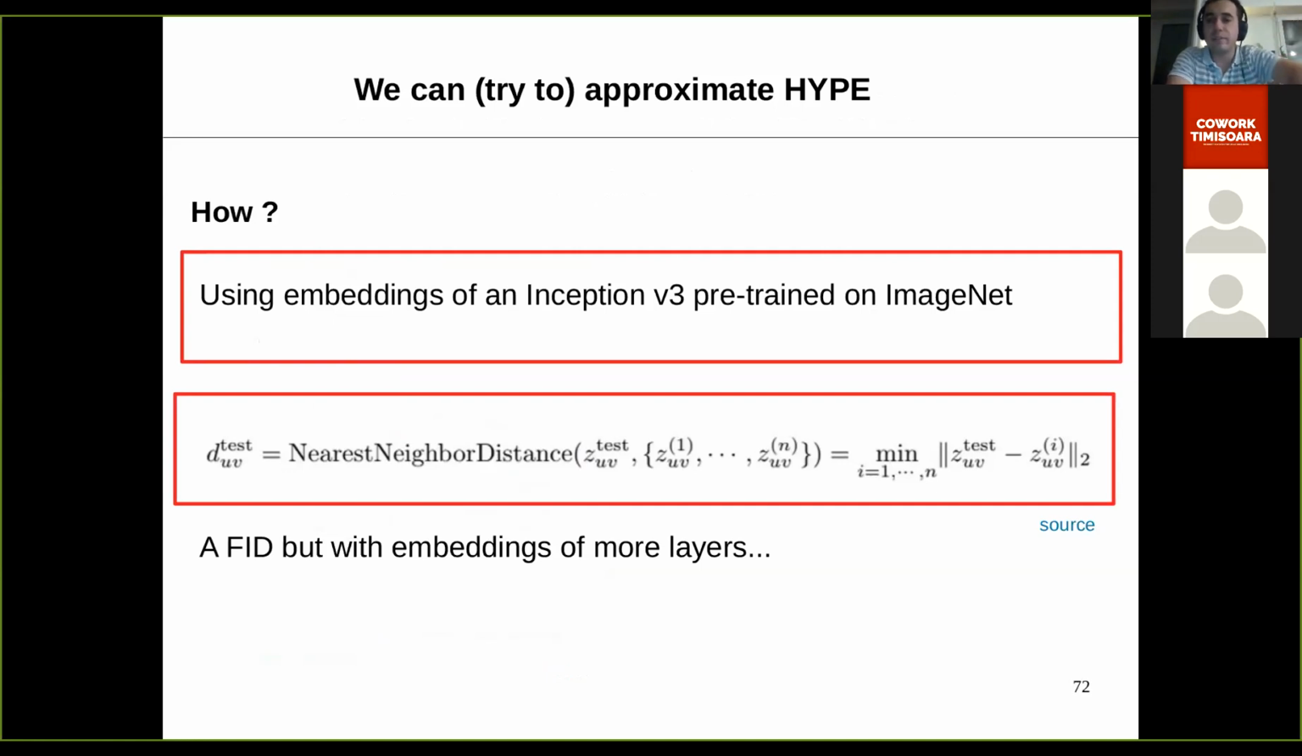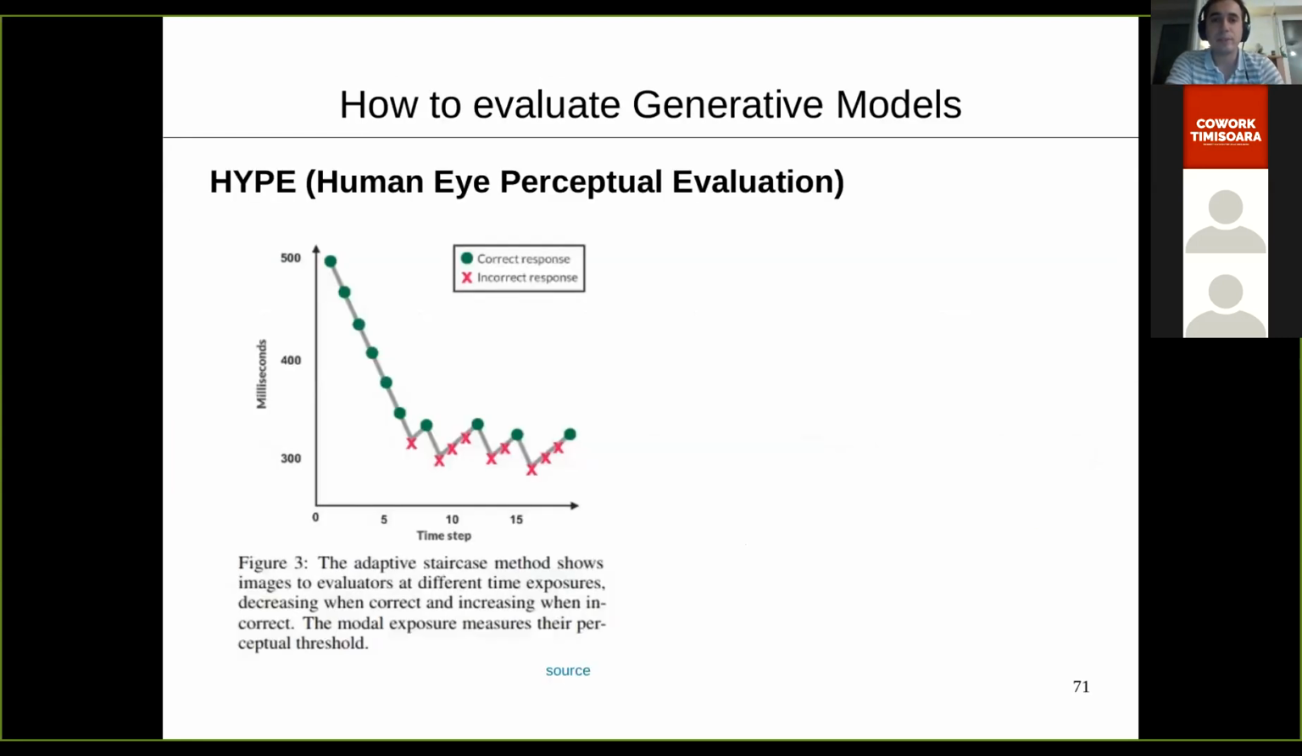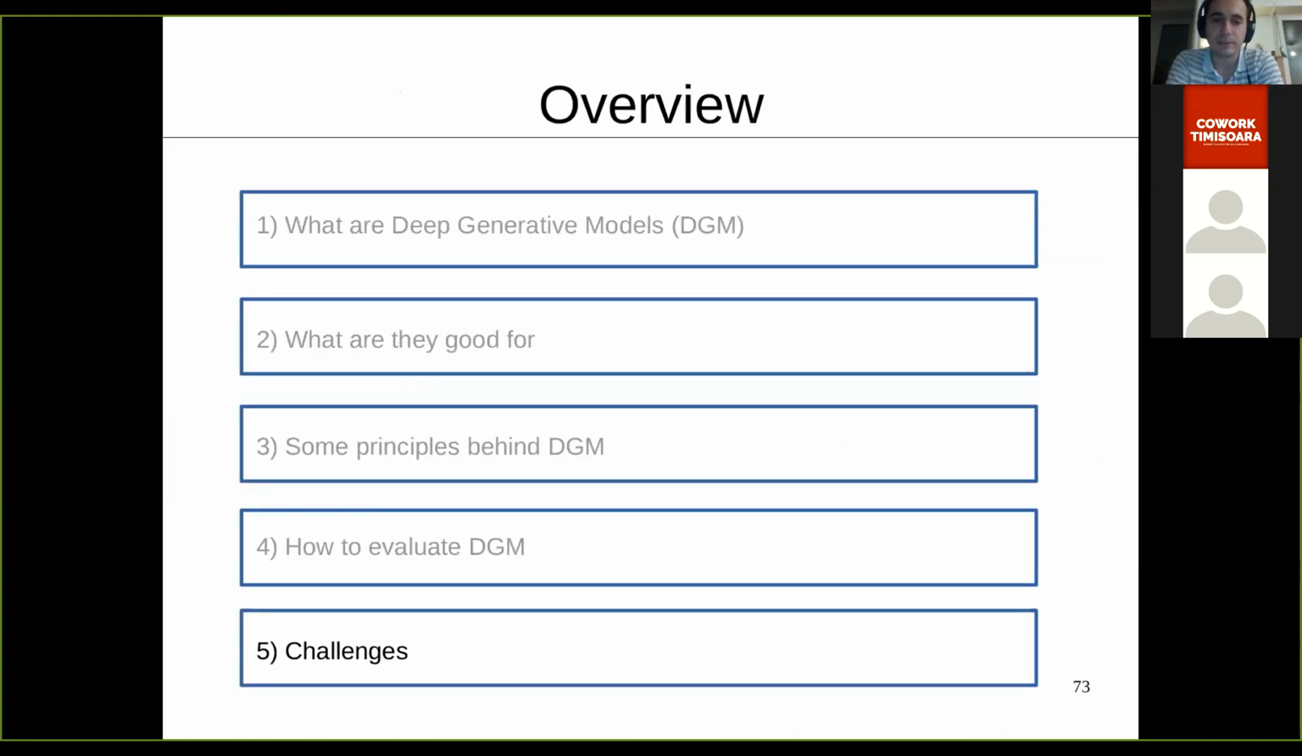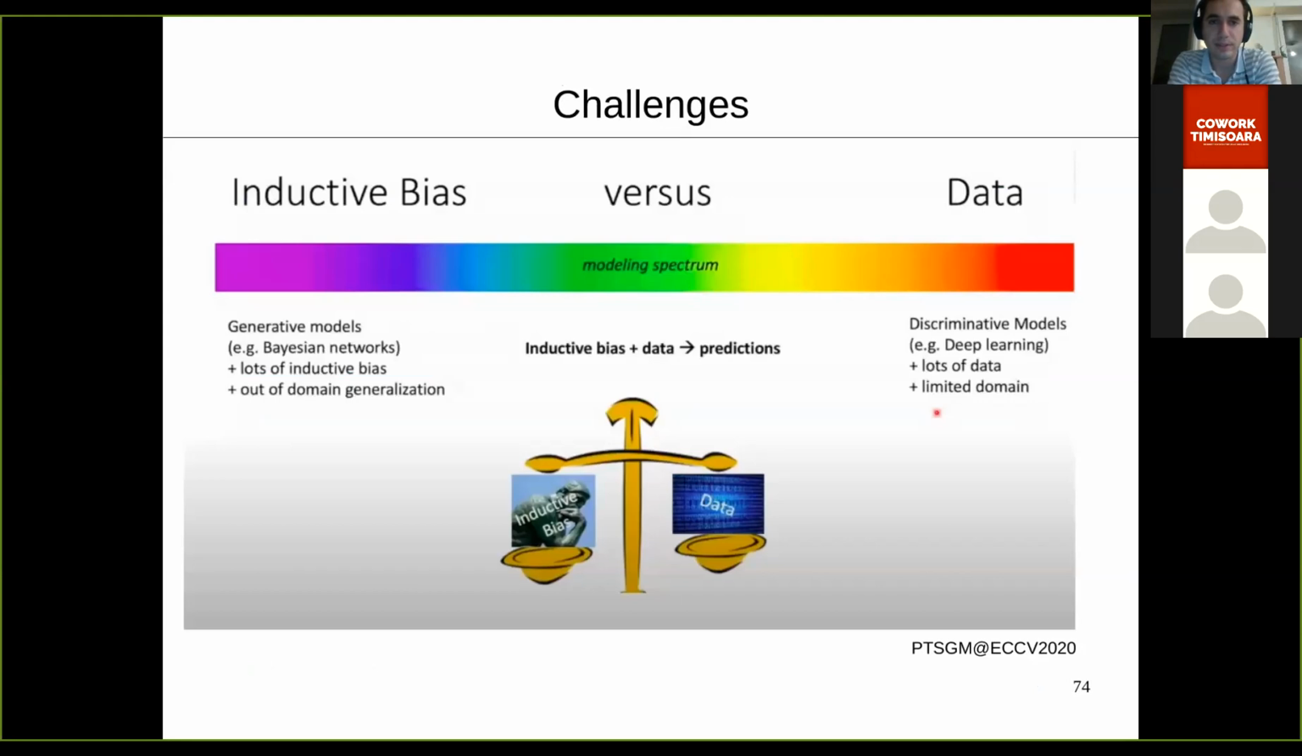So there is a research paper also from Stanford where they try to approach the same results with HYPE. This method is called HYPE, human eye perceptual evaluation. There is another method which uses a sort of Fréchet Inception Distance, but across several layers of the neural network, in order to approach the golden standard. So these are some methods used for images to evaluate generative models.